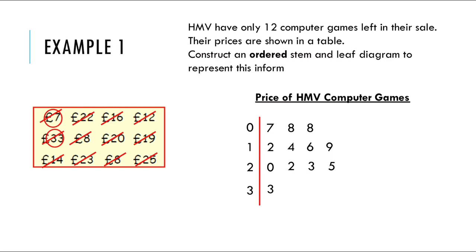The only thing we are missing is a key, which is so important. So the key should tell the reader how to read this diagram. 1 bar 2 is equal to £12, and again it's so important that I've put the pound sign in, so this isn't 12 pence, this isn't 12 of anything else, it is £12, okay?